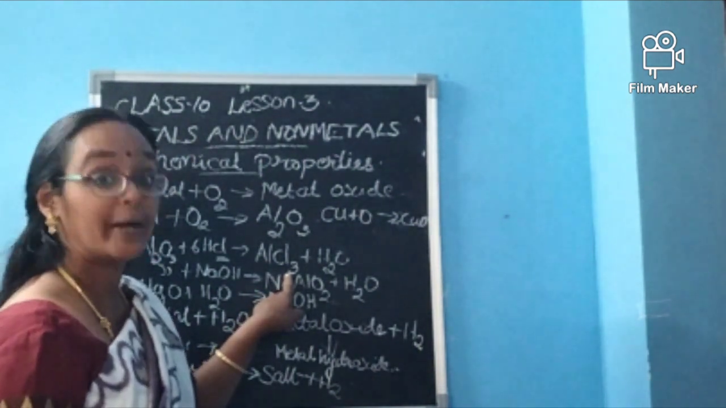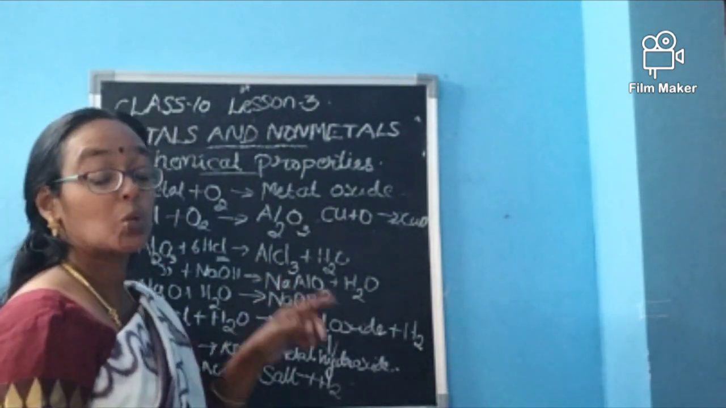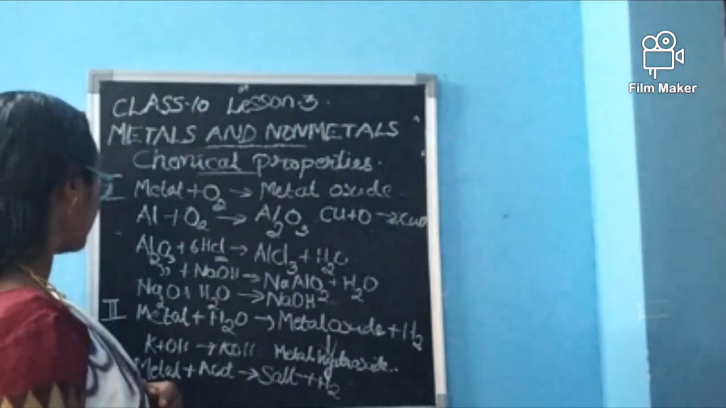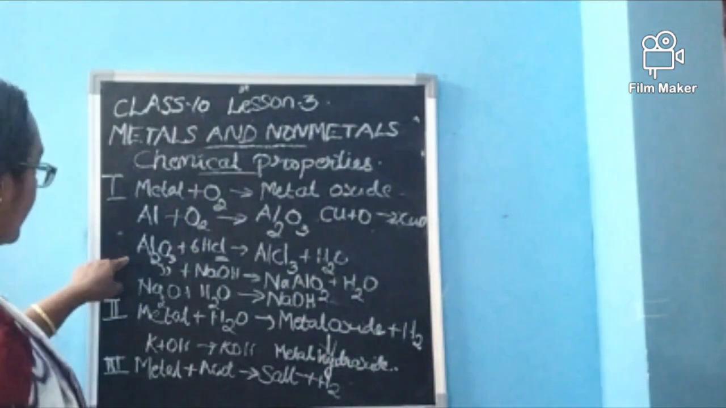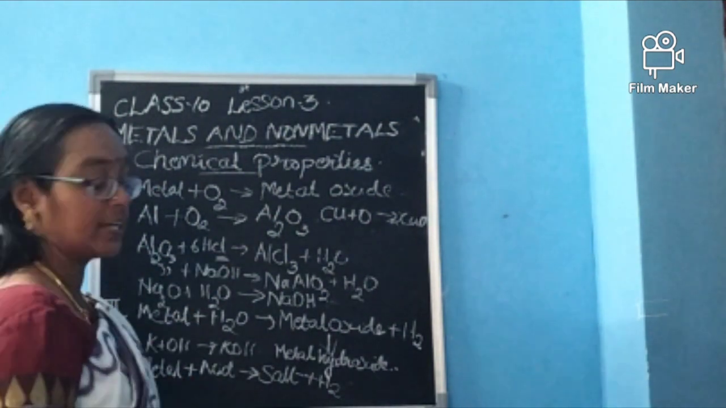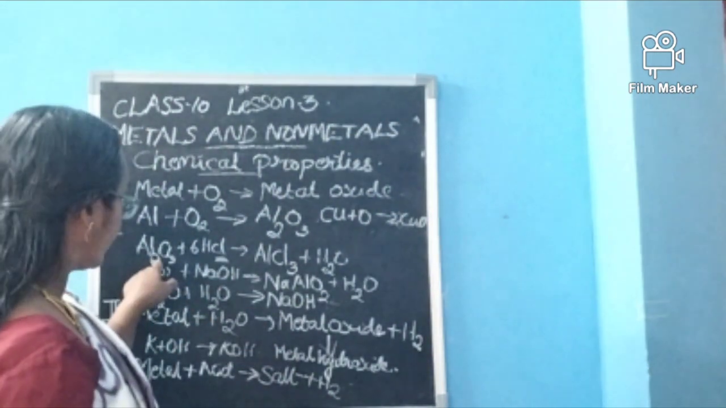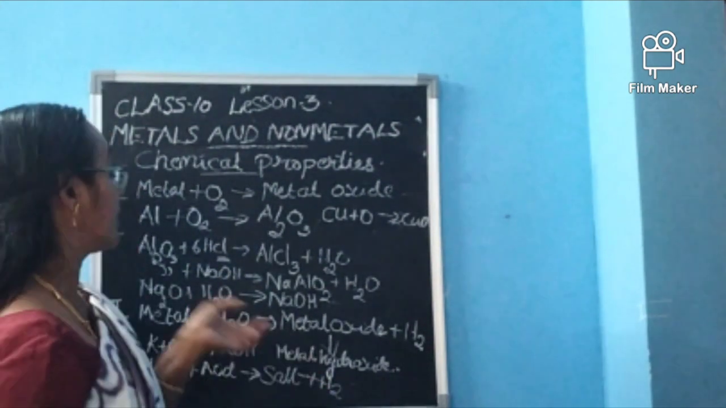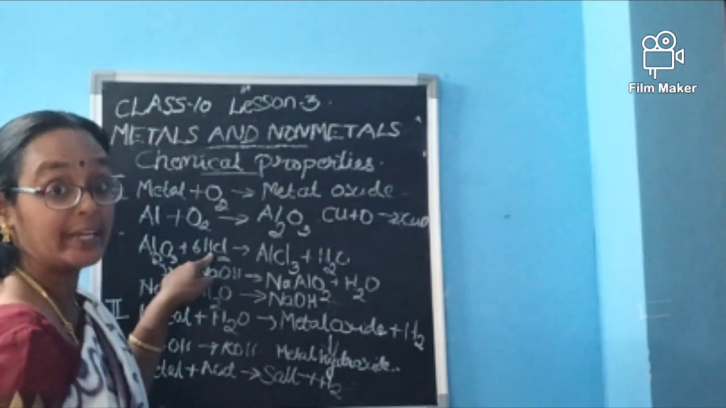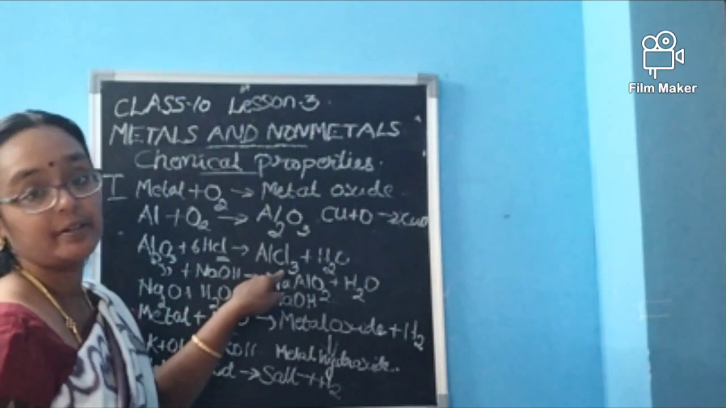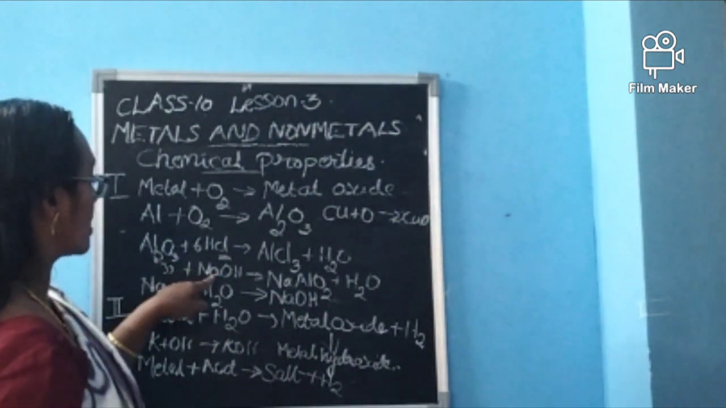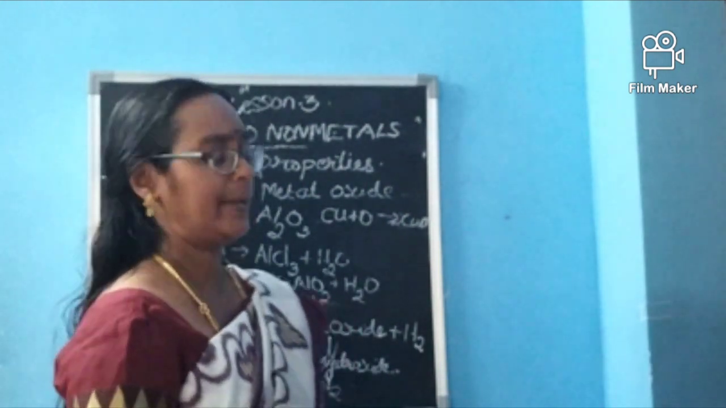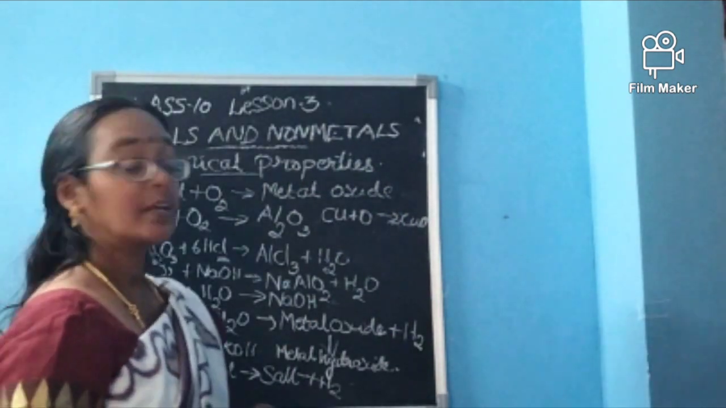Don't learn it by heart. Understand and learn, so things will be very easy for you. So AlCl3 plus H2O. Like that, when aluminium oxide Al2O3 reacts with hydrochloric acid or any acid, we will get salt. At the same time, when a metal oxide reacts with sodium hydroxide, which is a base, what will we get?